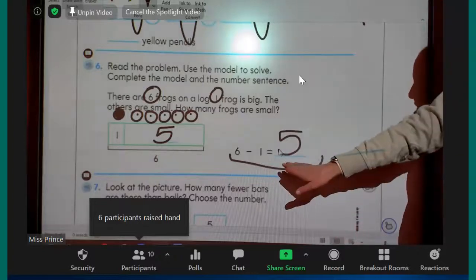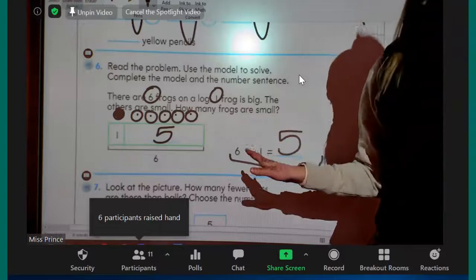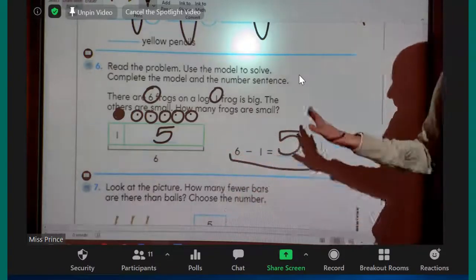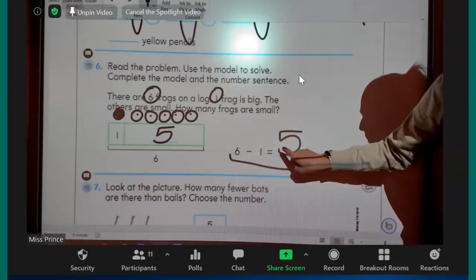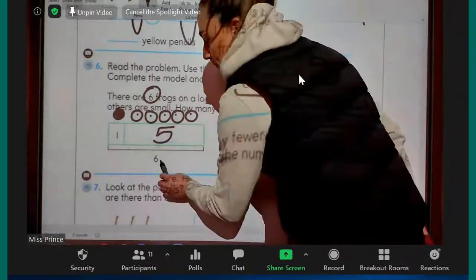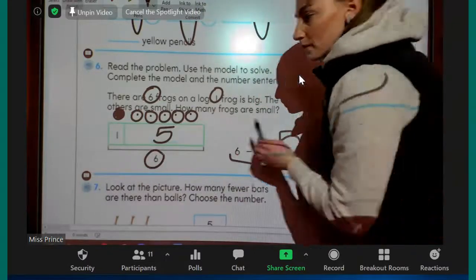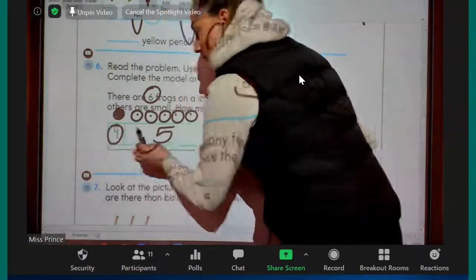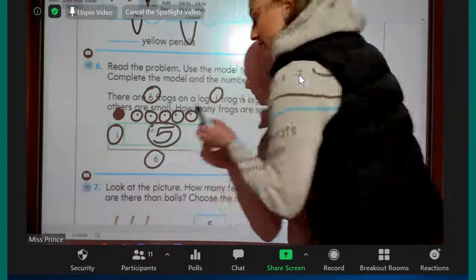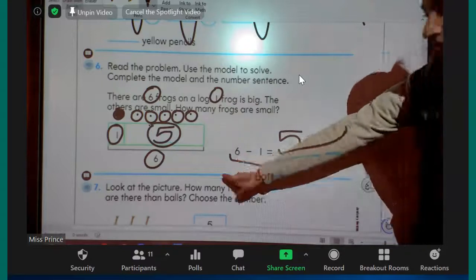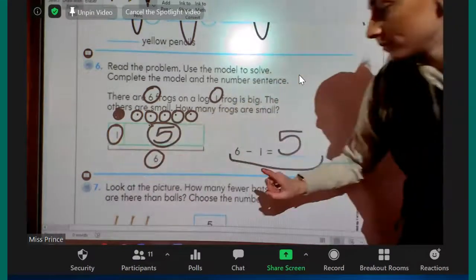So I'm going to show you how these go together, boys and girls. I'm going through these problems really, really slow so that we can talk about each of them. So this is saying 6 minus 1 equals 5. I want you to look right here. Here's our 6. Here's the 1. Here's the 5. Now look over here. 6, take away 1, equals 5.